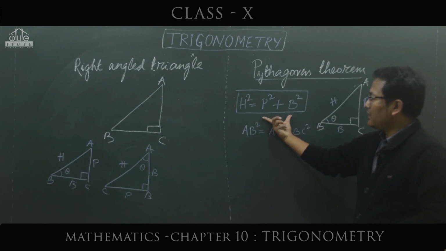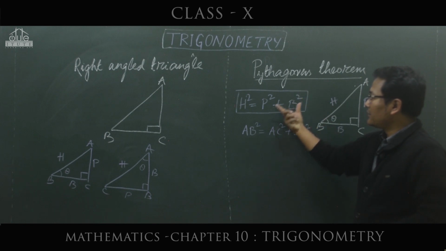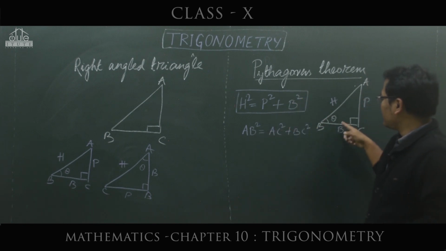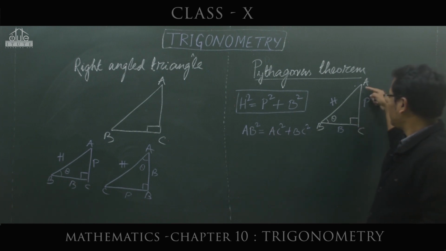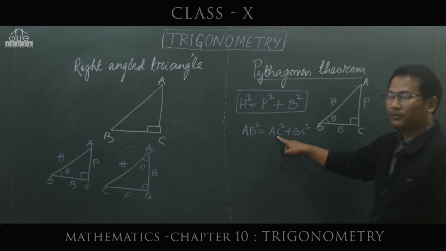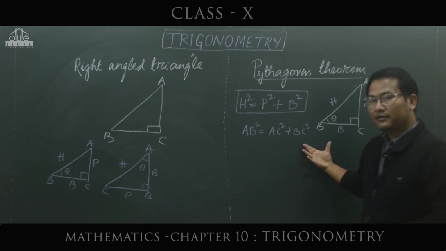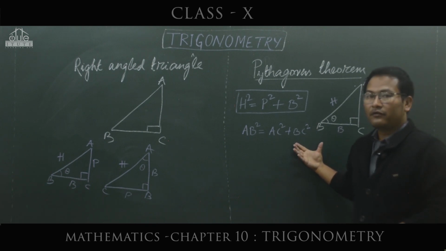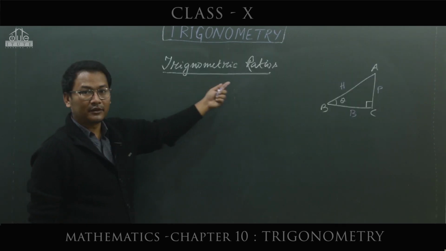So this is the symbolic representation of Pythagoras. In terms of sides, if I convert, you will see in this figure AB is the hypotenuse, so AB square, and AC is the perpendicular, so perpendicular square plus base square. This is our Pythagoras theorem, and we will be using this quite often in the chapter trigonometry. Now we'll talk about trigonometric ratios.